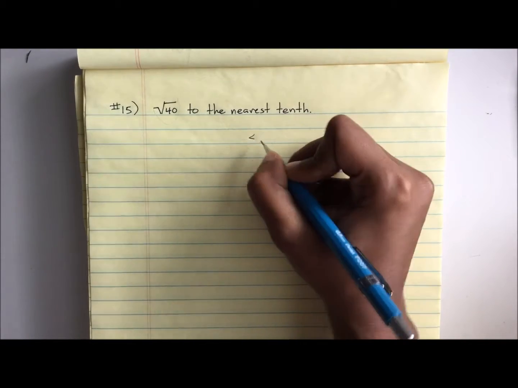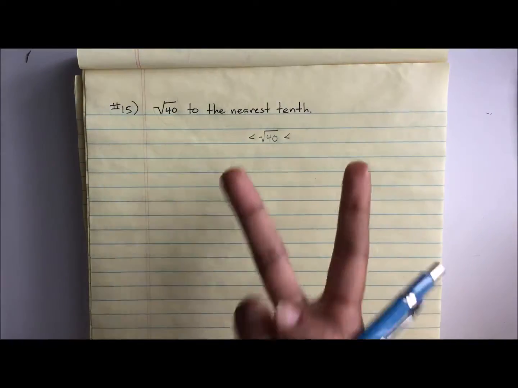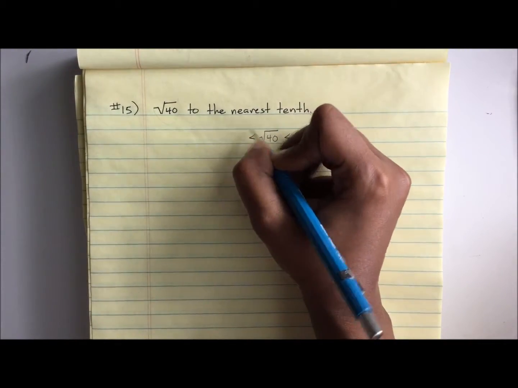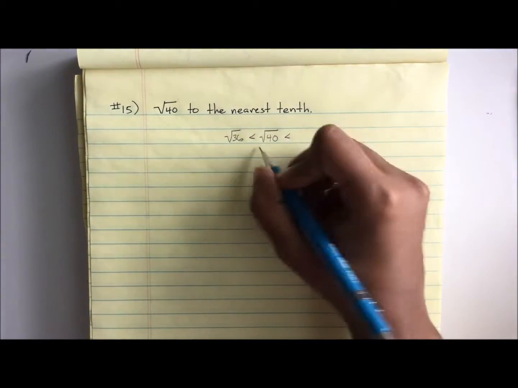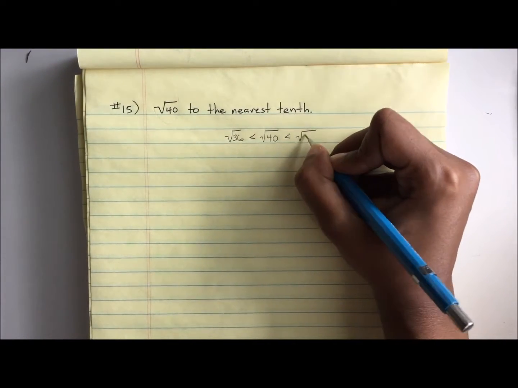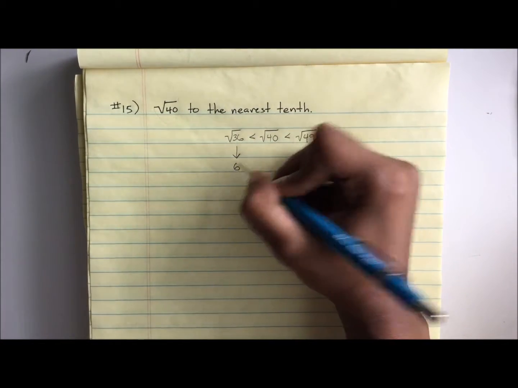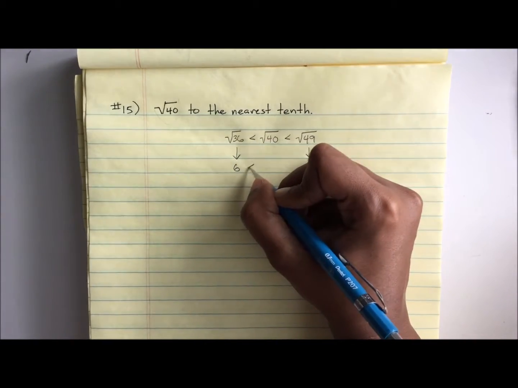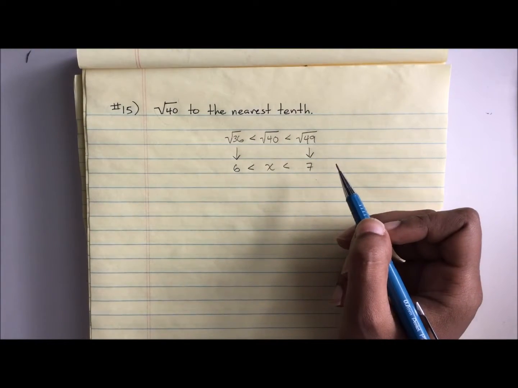So we know that the square root of 40 lies between two other perfect squares. Below the square root of 40 has to be the square root of 36. Above the square root of 40 has to be the square root of 49. Now we know what the square root of 36 is. That's going to be 6. We know what the square root of 49 is. That's going to be 7. So that means our answer is going to lie between 6 and 7.